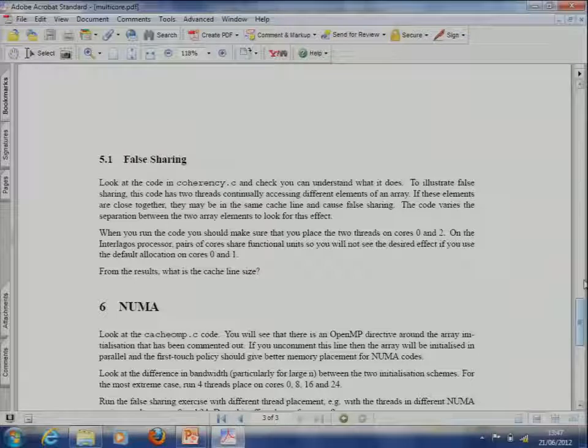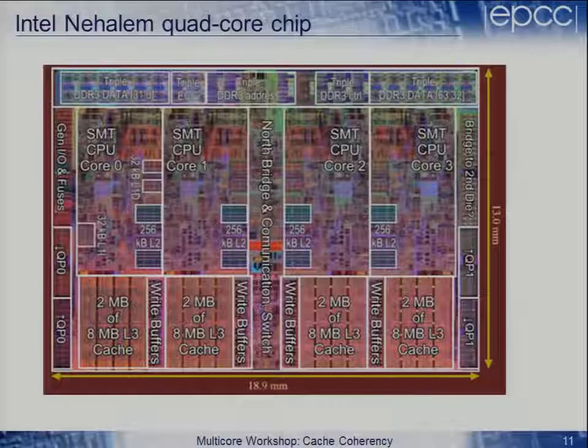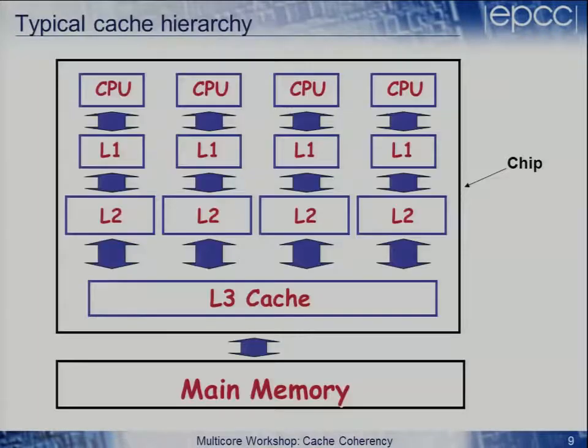I'm not a circuit designer, but even I can spot there are 4 chips on this. It's 1, 2, 3, 4. They just look the same. They've each got some level 1 and some level 2, and the level 3 cache is shared. Physically, it's distributed, but logically, it's shared between them. So this is almost exactly the same picture as this one.